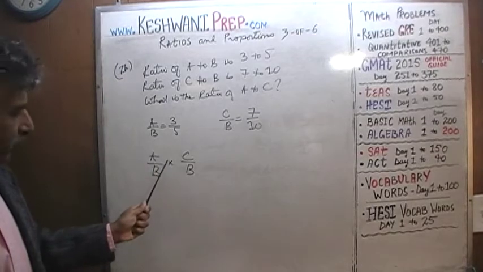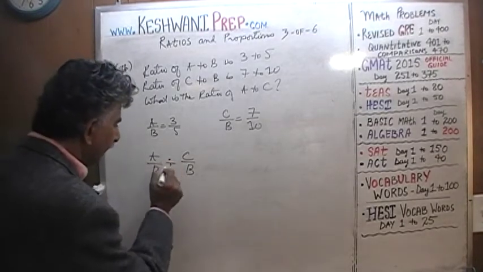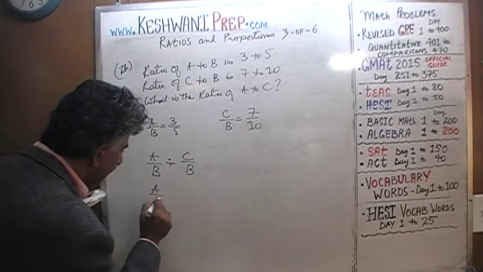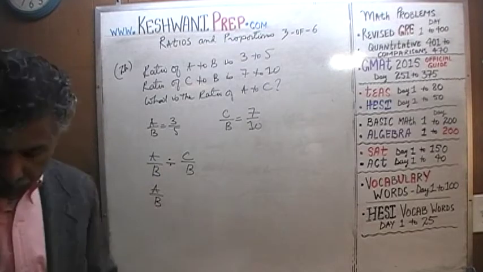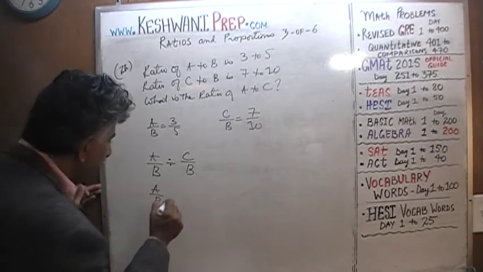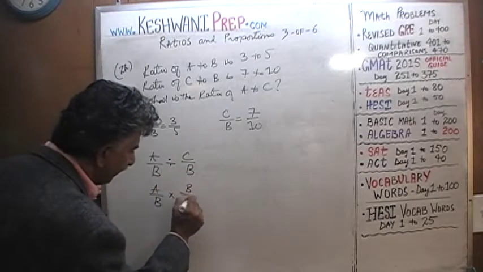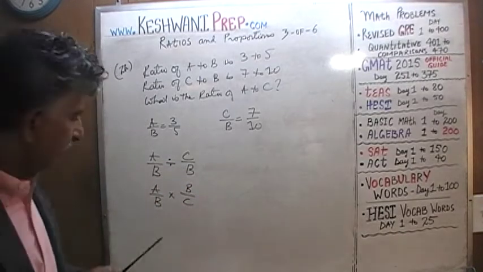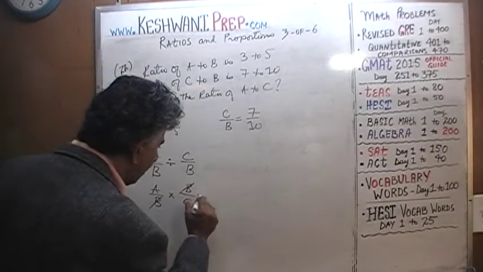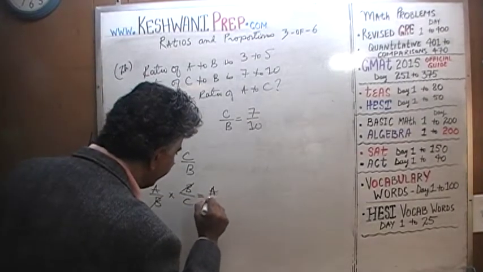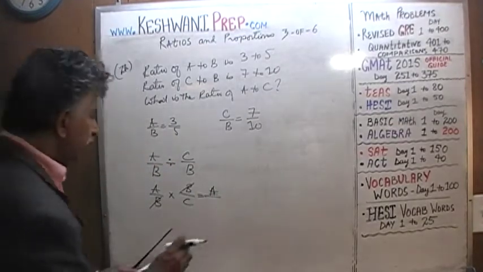So instead of multiplying, we're going to divide. When we divide, what we end up with is A over B, division sign, and since we're dividing, we can convert it into a multiplication. If you convert this division into multiplication, then C over B is going to become B over C. You can write the reciprocal of it, and the rest is downhill. The B's are going to cancel out, and we'll end up with A over C, which is exactly what we want.